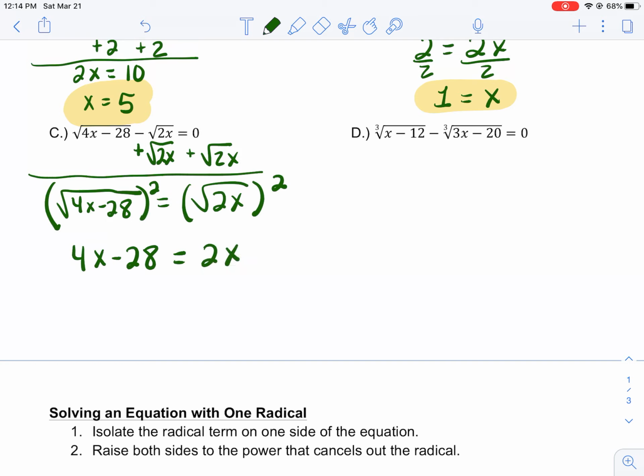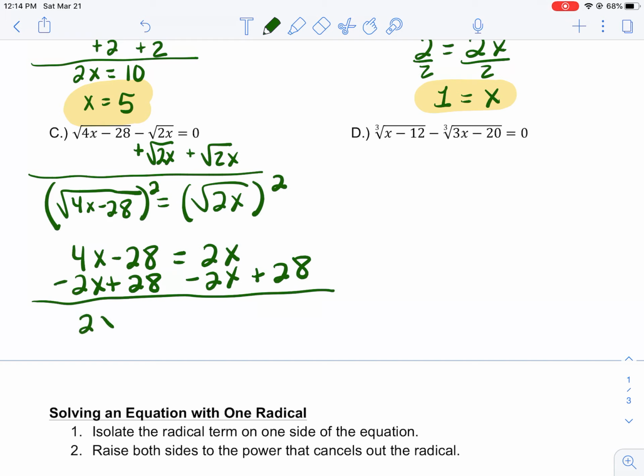Okay, now in this case, you have a couple options. You can move the x's to the left or you can move them to the right. So I'm actually going to subtract 2x from both sides. And then I'm going to add 28 to both sides. Okay, so I could have done that in two steps, but if I do it in one step, I get 2x equals 28. So these cancel. And notice now I have my variables on the left, and I have my numbers on the right, and so I get x equals 14.